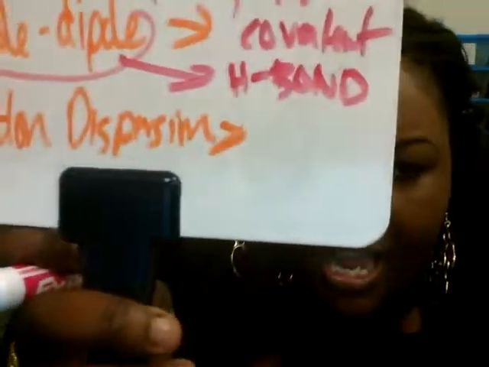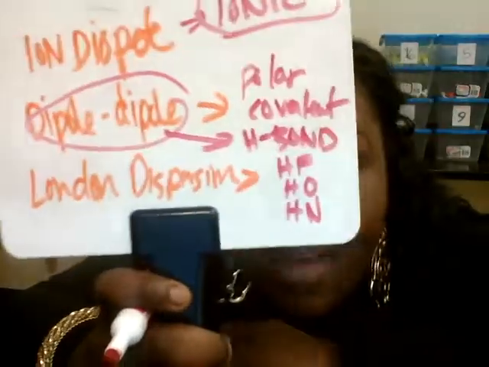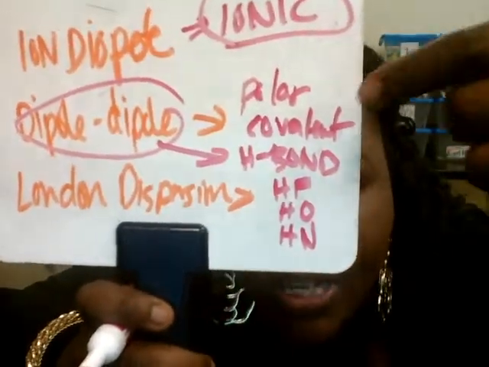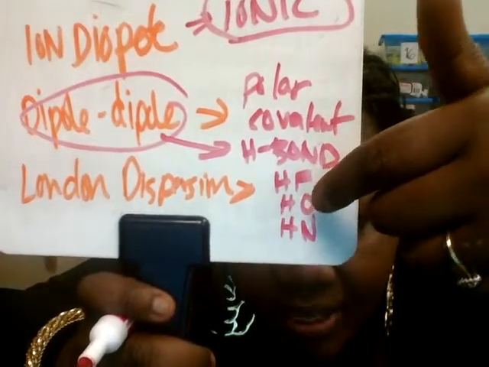Now, we have a little extra thing involved in dipole-dipole. It's a specific type of bonding. It's called H bonding. H bond. Anytime you see an H with an F, an H with an O, or an H with an N, that's going to be a hydrogen bond. So that makes four types. We have ion dipole, dipole-dipole, hydrogen bonding is the third type, H with the F, H with the O, or H with the N. The last type is London dispersion.